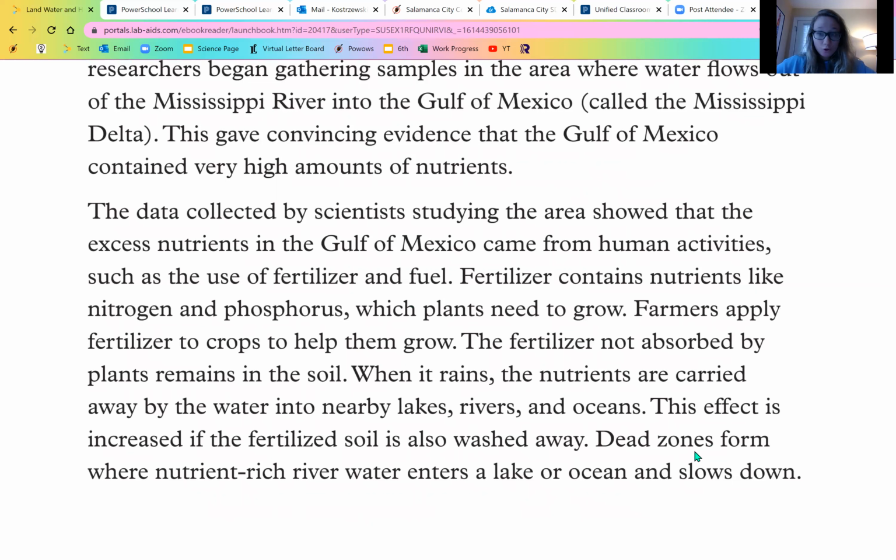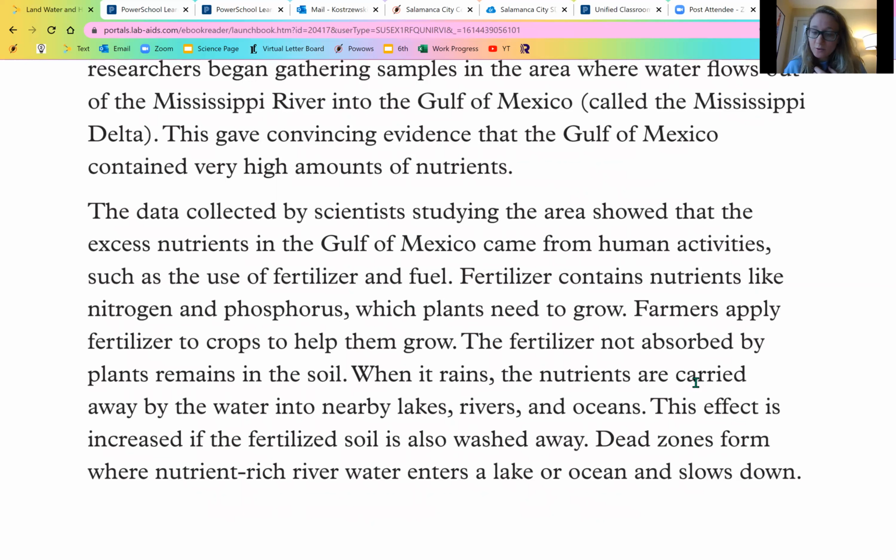So again, too much fertilizer, although it makes our plants grow and makes there be a lot of crops and food that farmers can sell to grocery stores, too much fertilizer is not a good thing. Too much of anything is not a good thing, okay? That's a common thing that we have to notice in these lessons, okay?